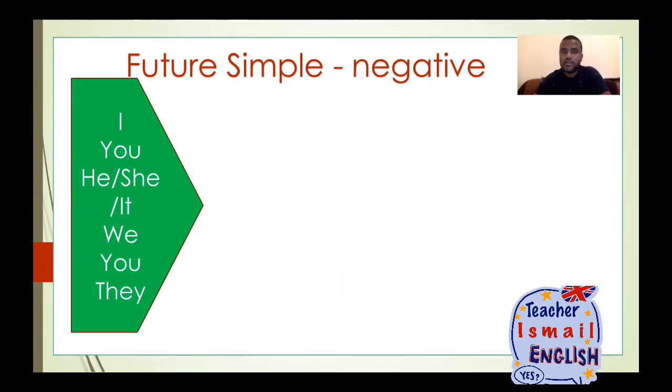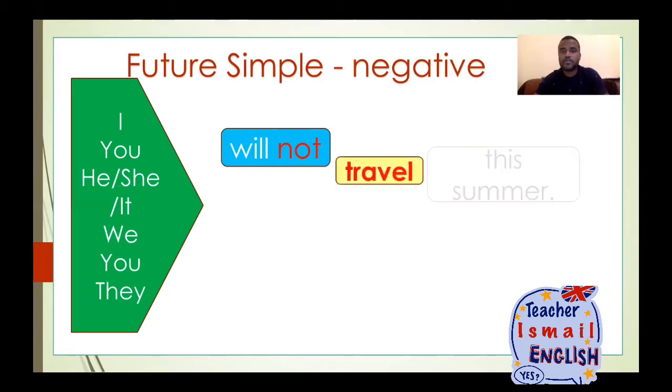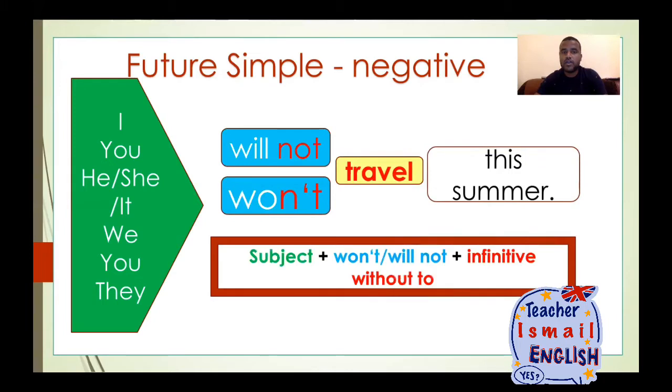Then we're talking about the negative form. Here we have: I will not travel this summer. What do we have here? We have the subject plus will not or won't, plus the infinitive without to. So this is the negative form.